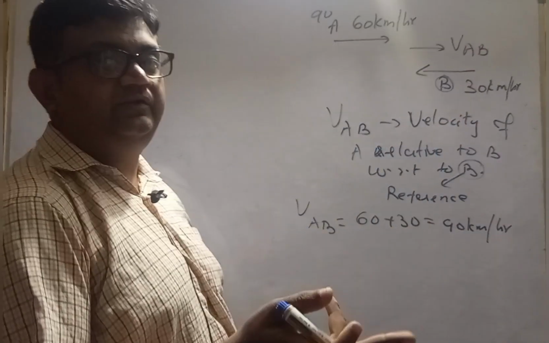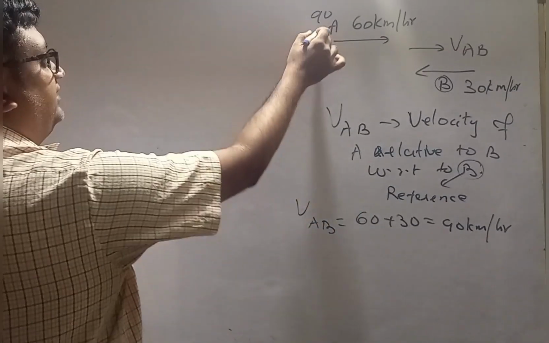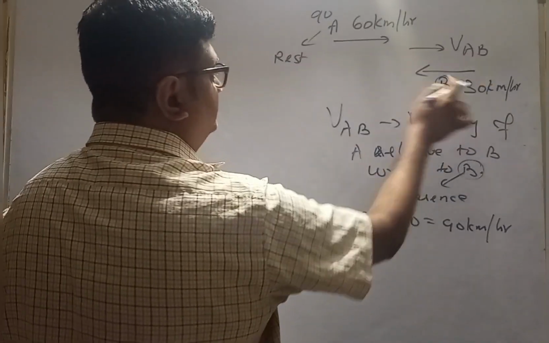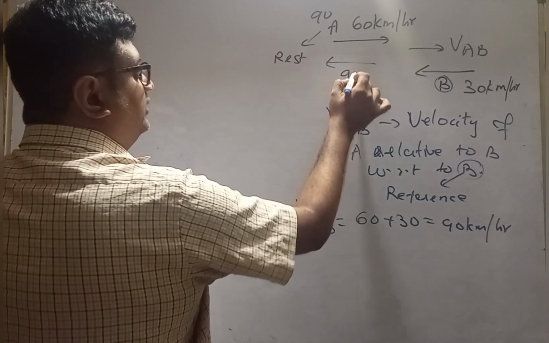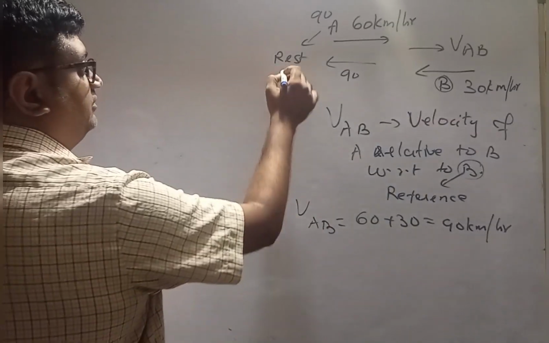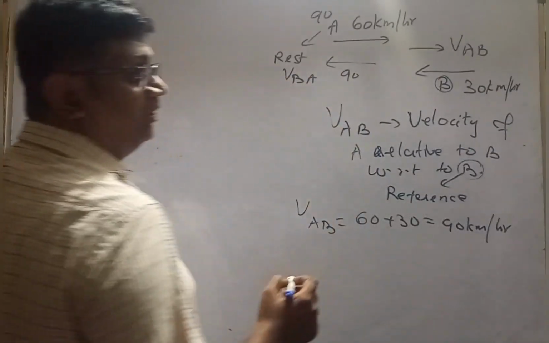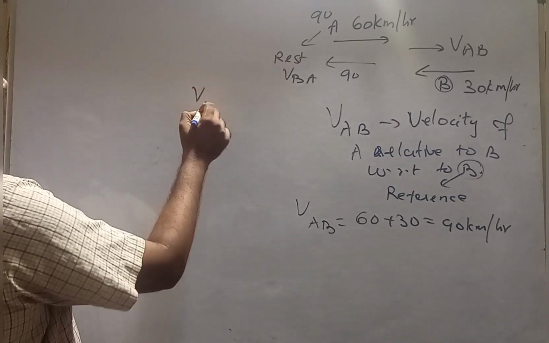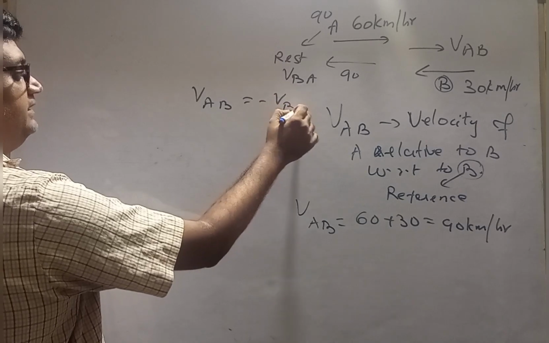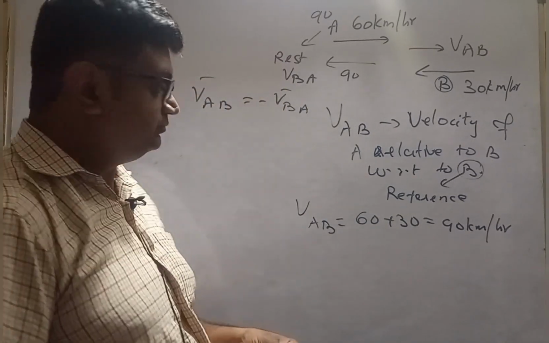Now we'll see it the other way. What will A feel? Suppose A is at rest. He will feel that B is approaching him at 90 km/h speed. The direction will be like this. So this will be VBA. You can see both are in opposite directions, so we can always write VAB is equal to minus VBA. So this is the concept behind relative motion.